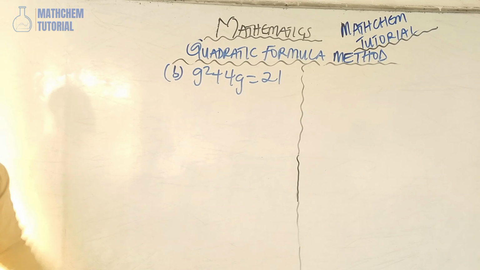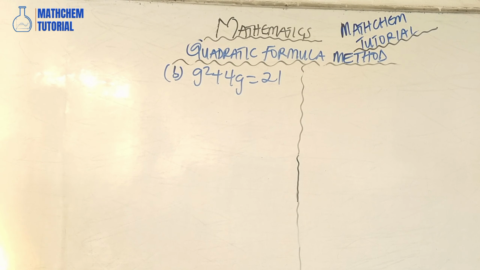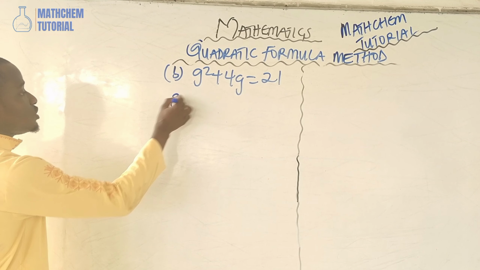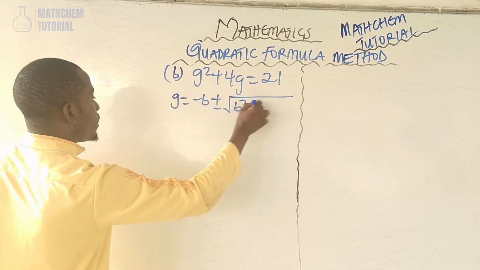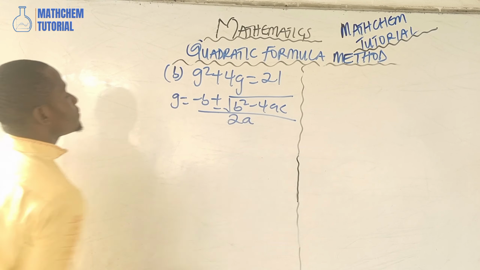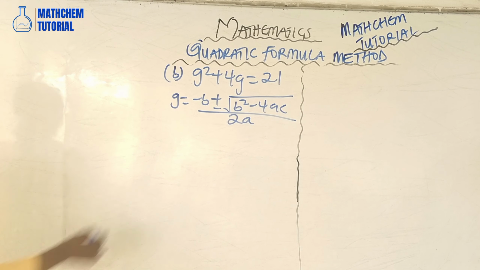This is example B, which says g squared plus 4g equals 21. Now, let's start by writing the formula down. The formula is g equals minus b plus or minus the square root of b squared minus 4ac, all over 2a. So now what are the values for a, b, and c?